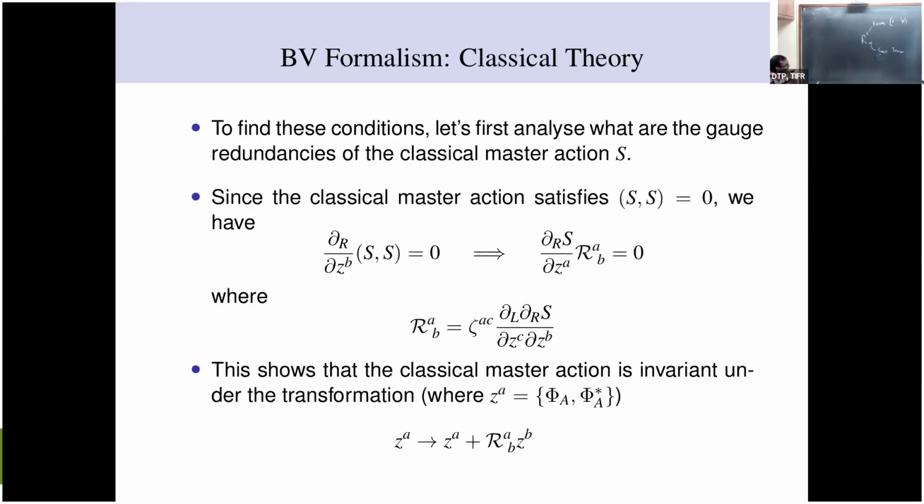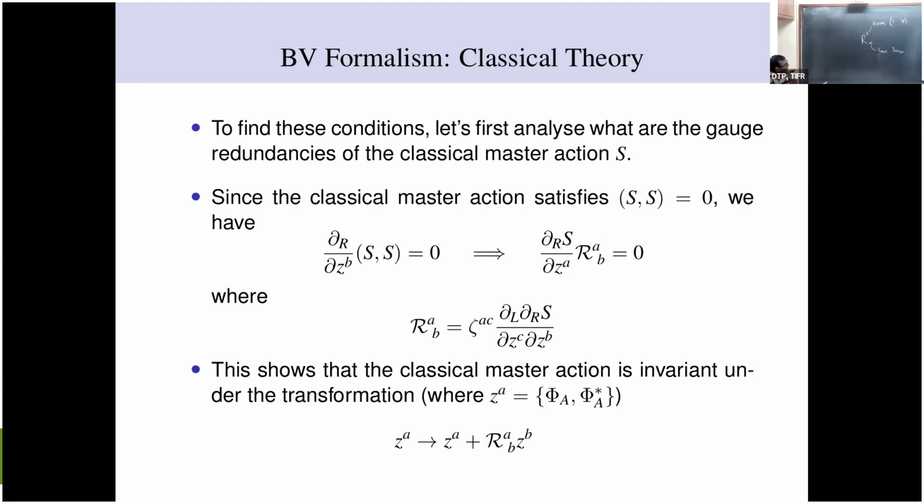Basically, from this equation we find that it satisfies this equation. Z is the collective label for both fields and antifields, everything. So you have the equation of motion, del_R S by del Z^A, times this R^A_B, and this quantity is equal to 0. But this is precisely the Noether identity: an equation of motion times some quantity equal to 0.